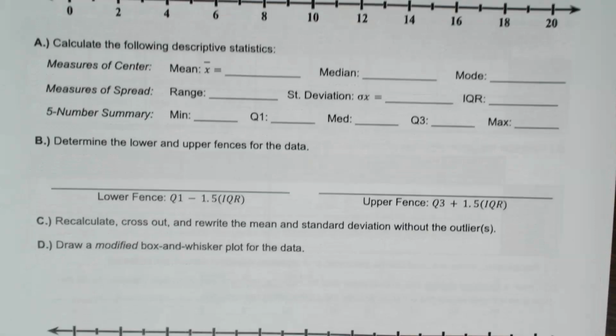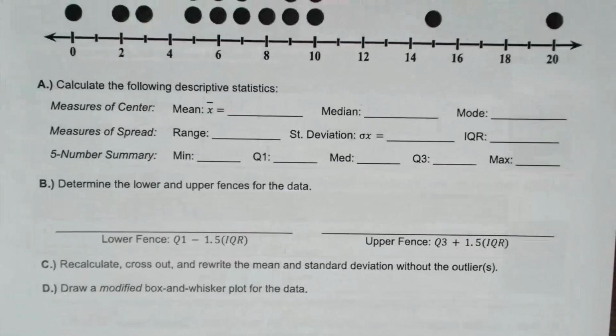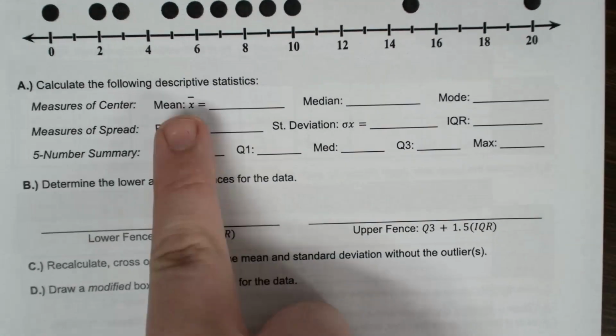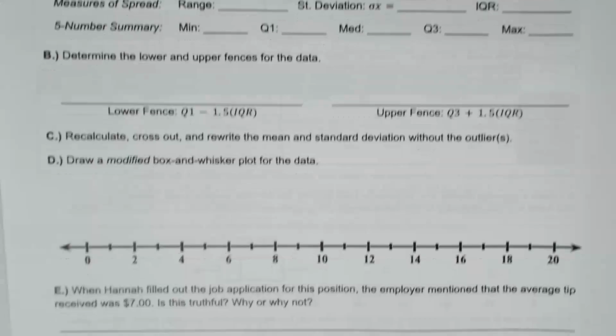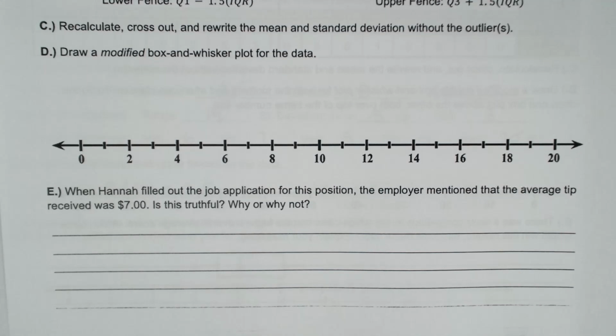Answer the questions just like we have been. Don't forget to recalculate the mean and the standard deviation. I want to see how those change. And then I have one opinion question. Again, these are opinion questions, but you have to have a valid opinion based on what you're seeing. The question is, whenever Hannah filled out the job application, it mentioned an average of a $7 tip. Based on what you find, including the outliers and how they affect it, is that a truthful statement? Why or why not?